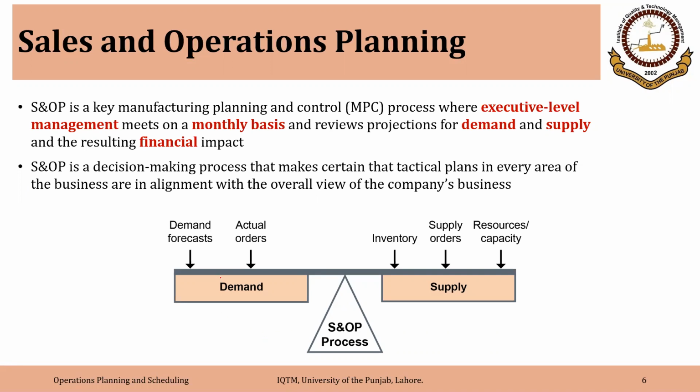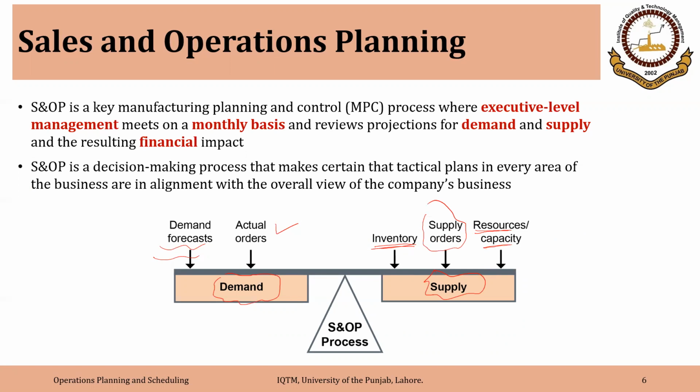So you have demand on one side and supply on the other. So sources of demand could be confirmed orders from the customers, or they could be demand forecasts. The sources of supply could be inventory from the previous periods, especially if we are talking about the finished goods inventory. They could be supply orders for the components and raw materials. And of course, the source of supply are your resources and capacity as well, the equipment and machinery.